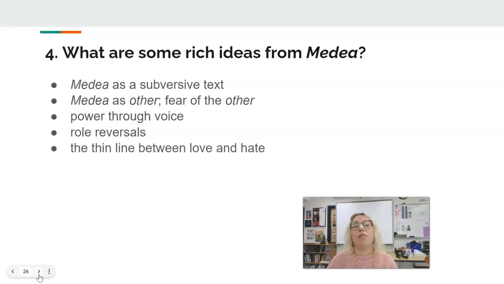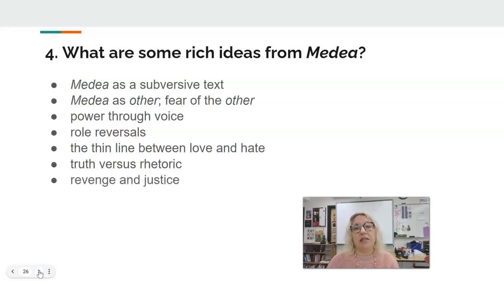The thin line between love and hate. Why does she care so much about Jason getting hurt? Well, it's because she loved him once. And the idea of that easy change from love to hate, or the closeness between the two, is an interesting one. Truth versus rhetoric. Does she always tell the truth? Does Jason always tell the truth? Is there any truth? Any real truth?